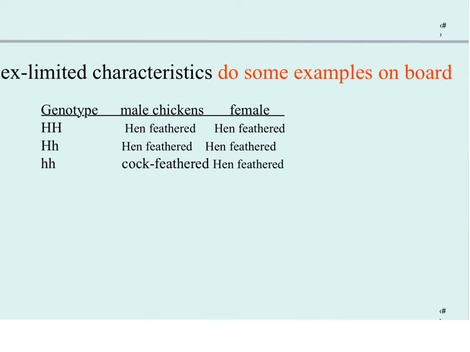This is an example of a sex-limited characteristic. It deals with hen feathers, and what I would like for you to do is make sure you pause and copy this key down because you will need this key on some homework problems, either on the sex-linked or the multiple allele assignment, so make sure you mark this.